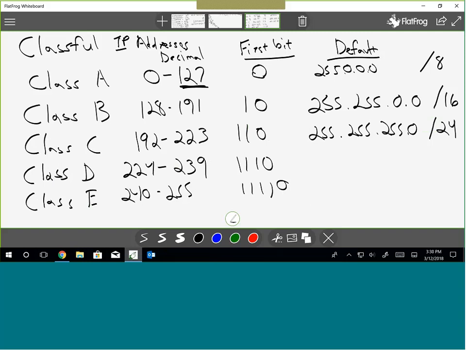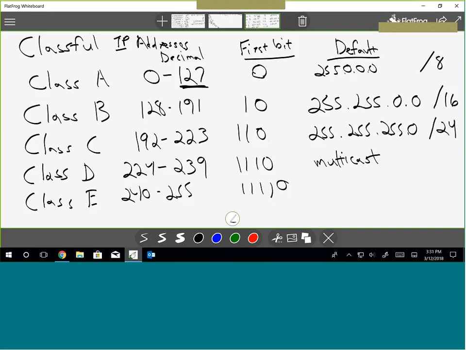Multicast. Yep, D is for multicast. Anybody know what E is used for? Experimental. If you know, let me know, because all I've ever read is it's experimental and it's never really been used. So I've got no clue. That's all I've been told, all I've ever seen too.